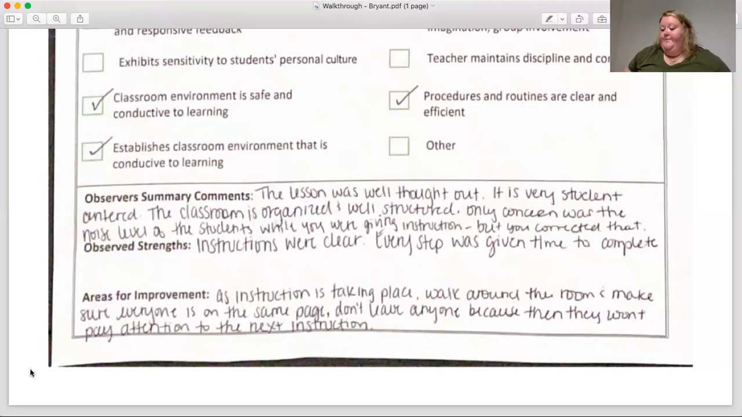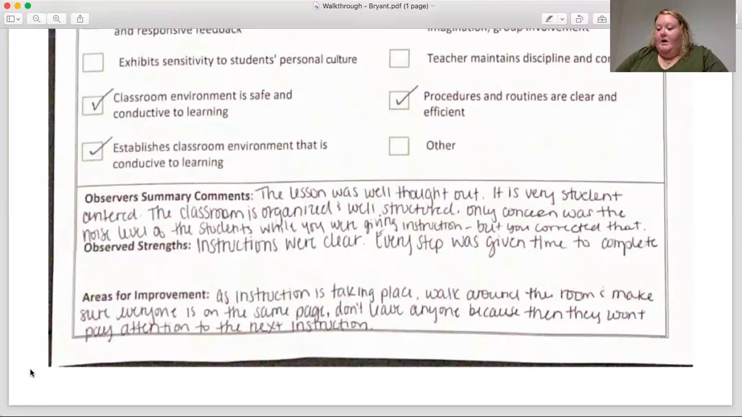However, let's just think about ways to make it better. Okay, so now we're just gonna go into a couple of questions that I have, and then I'll turn it over to you to answer. The first question I have, and we talked about it just a minute ago, is why is moving around the room during instruction beneficial to us as teachers?